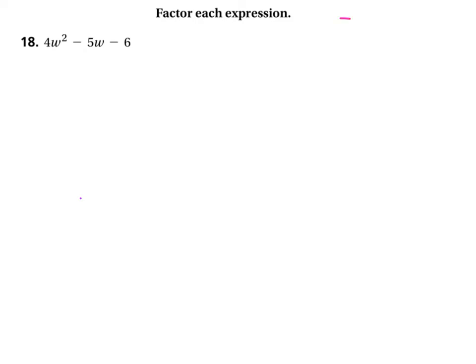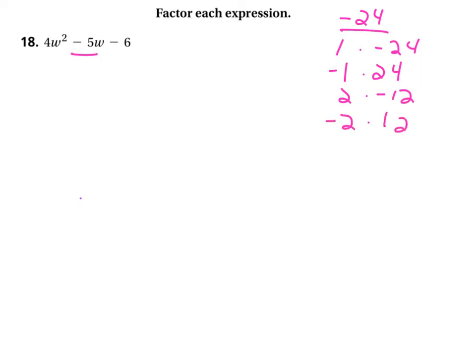Okay, let's write it down. Negative 24. And we're going to list the factors. 1 times negative 24. Let's be sure what we're looking for. We're looking for them to add together to be negative 5. So let's just write them. Keep going. It's either 1 times negative 24 or negative 1 times positive 24, or 2 times anything, 2 times negative 12, or negative 2 times positive 12, which, by the way, don't combine to be negative 5.